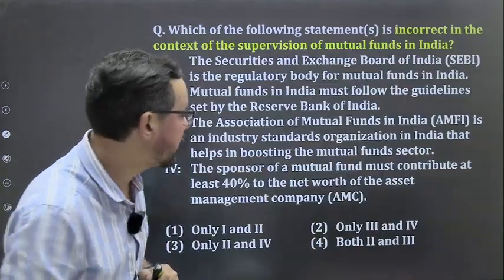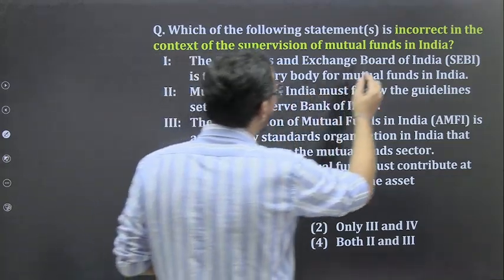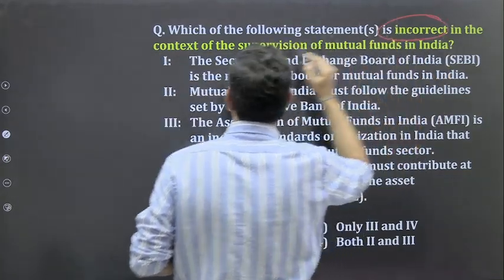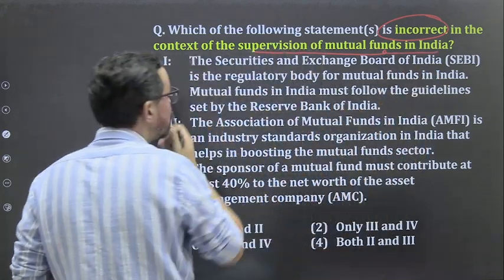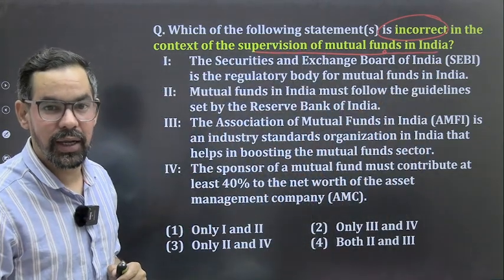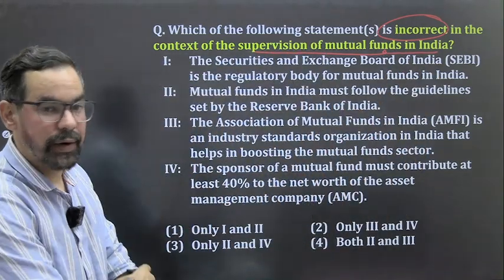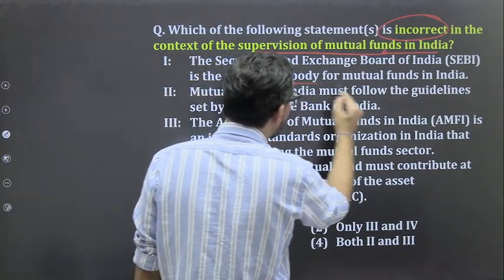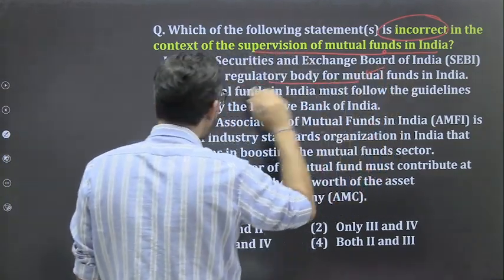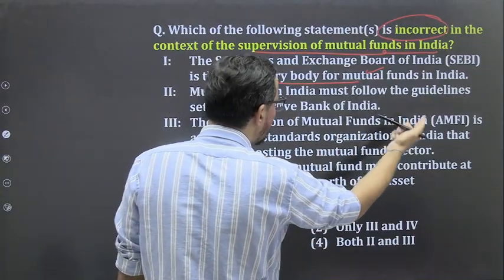If you have any doubts, do share them. Okay, next one. Which of the following statements is incorrect in the context of supervision of mutual funds in India? Supervision, who regulates mutual funds in India? It is SEBI. They get regulated by SEBI. So the Securities and Exchange Board of India is the regulatory body for mutual funds in India. True. Mutual funds in India must follow the guidelines.